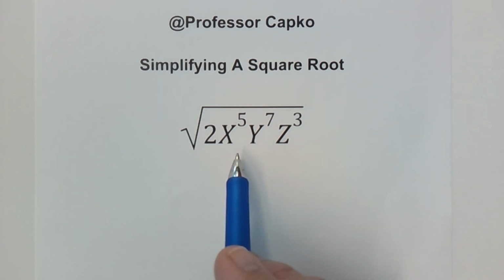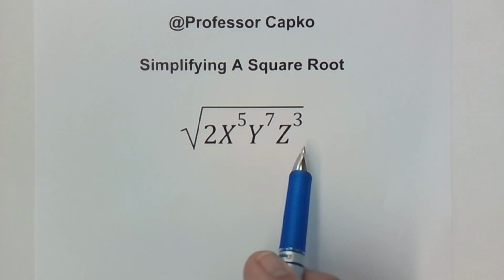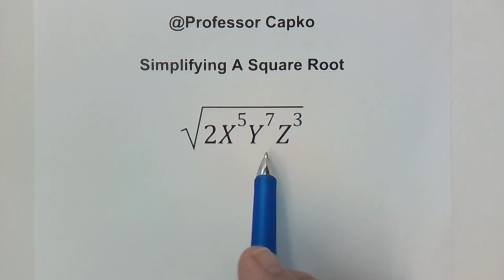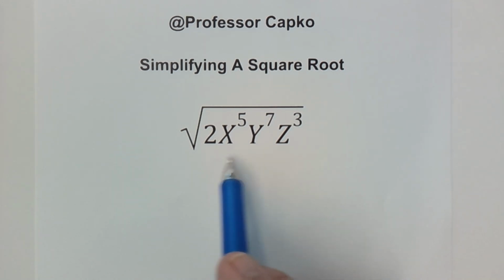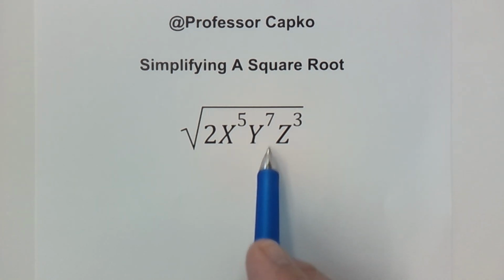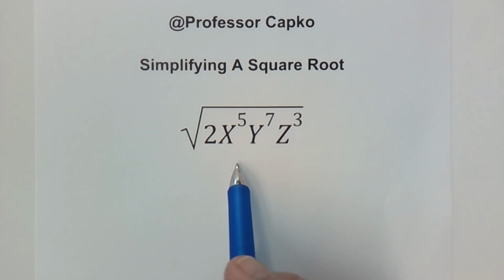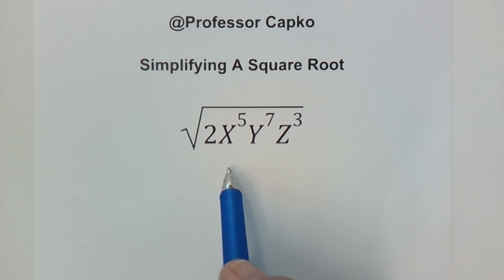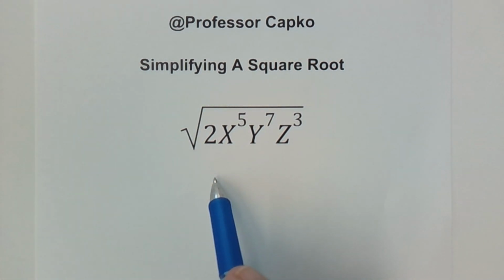In this problem, we are given a square root and we are asked to simplify it. So we have to figure out what can we pull out of this square root. And I'm going to show you one method for doing this. This is a foolproof method. It's a little messy, but it'll work every time. And in a later video, I can show you an easier way to do it. But let's look at this foolproof method first.